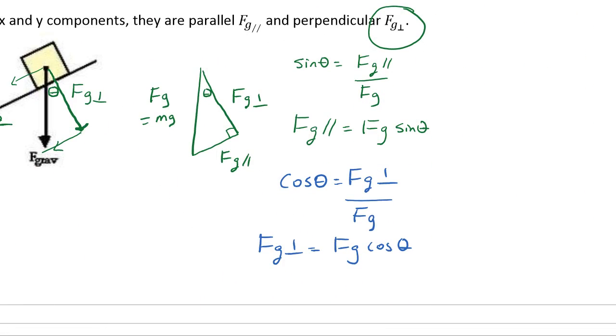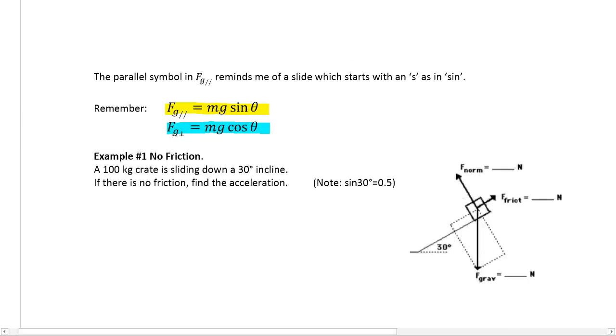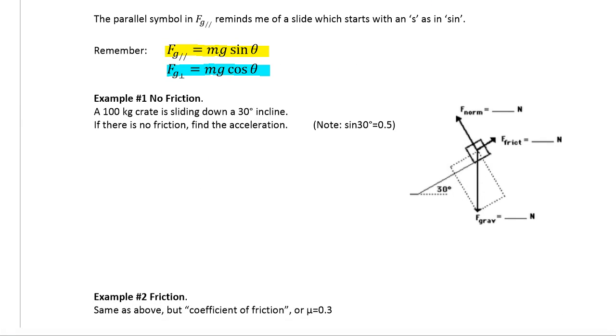Okay, so let's try a question with actual numbers in here. So we'll go to example number 1. It says a 100 kilogram crate is sliding down a 30-degree incline. So here is our incline, right? This is the 30-degree part, and so this 30 degrees will also be here. And it says if there is no friction, find the acceleration.